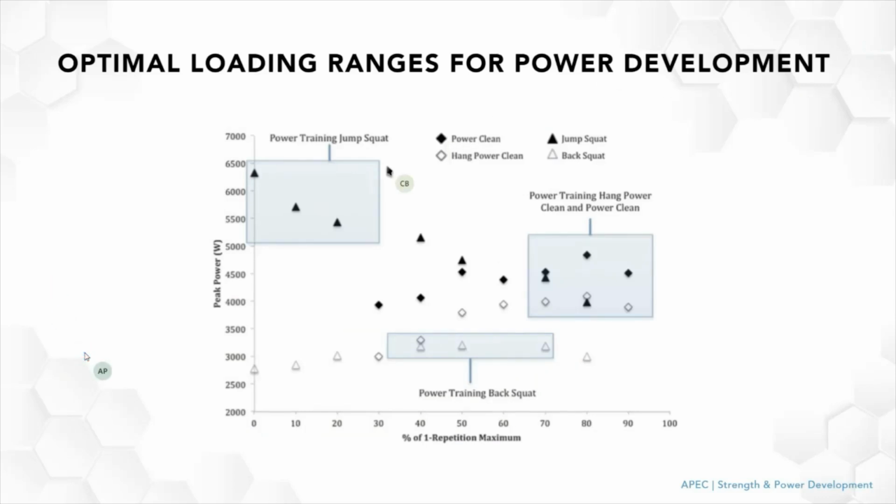And then finally on the very left here, this would be something like a jump squat, and you would look to be prescribing intensities of anywhere from 0 to 30%, okay? And this is where you'll have the highest peak power output for that exercise. If you follow the line of these black triangles, the higher the intensity you prescribe, the lower the peak power output values you see. So that's why you want to keep that to a lower intensity as opposed to some of the other exercises.